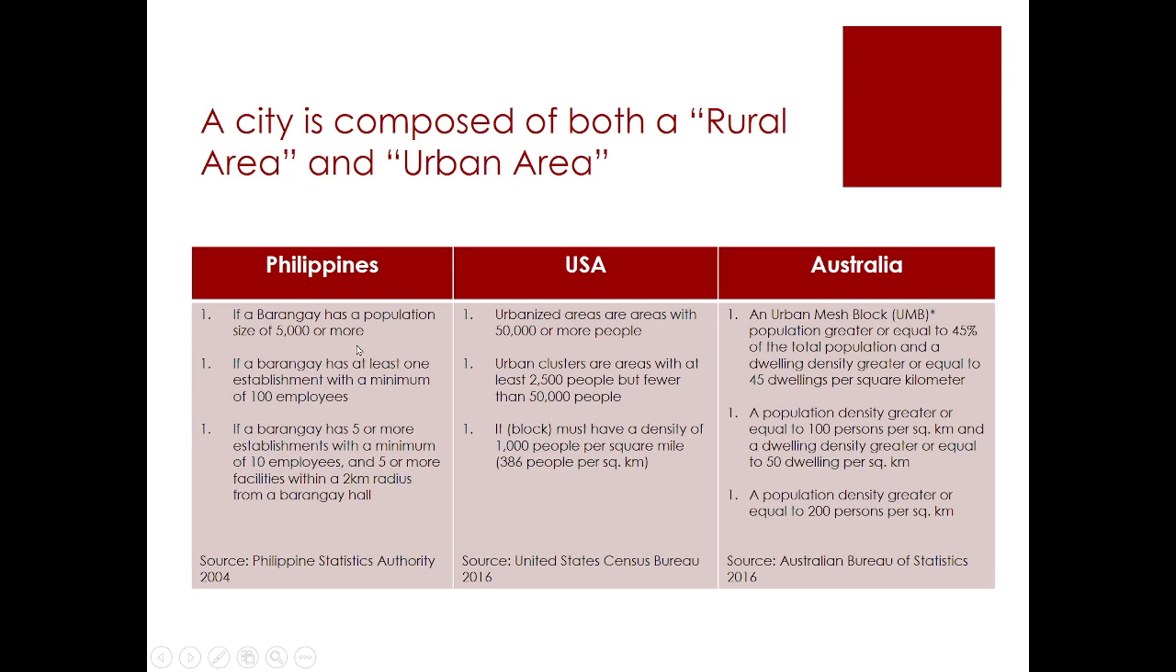a population of 5,000 or more. Also, other definitions include if a barangay has at least one establishment with a minimum of 100 employees. And finally, if a barangay has 5 or more establishments with a minimum of 10 employees and 5 or more facilities within a 2 kilometer radius from a barangay hall. So, one thing that's always constant here in the Philippines, the US, and Australia is the number of people, the population, and specifically for the Philippines, we're also looking at economic activity, like if there's a business establishment within a 2 kilometer radius from a barangay hall.